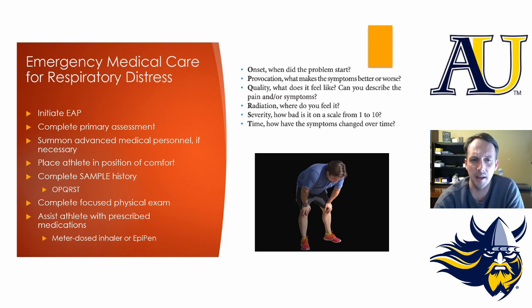We're going to go ahead and initiate our emergency action plan with people that have any airway compromisation. Right? We complete our primary assessment for whether or not we have airway, summon advanced medical personnel if necessary. That's usually part of our emergency action plan. Place the athlete in a position of comfort, complete a SAMPLE history. And this position of comfort will help in breathing.